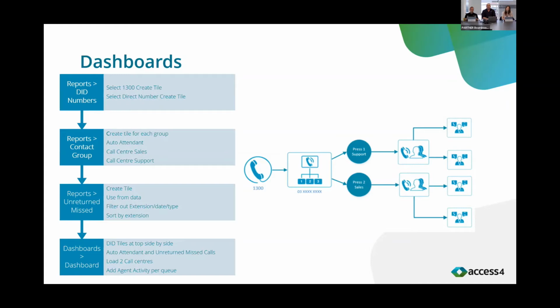Basically, what we're going to be going through is creating a couple of tiles for the advertised numbers, such as 1300 and a direct number. Then we create a contact group for the next layer, where we can see how many calls came into the auto attendant and then filtered out to the call queues. And then most people want to see some unreturned missed calls, and then we'll jump into the dashboards that we'll add in. This sort of process should really only take about 2 to 3 minutes, and it fits roughly about 80% of what the audience wants to see. Okay, so let's go on to share screen.